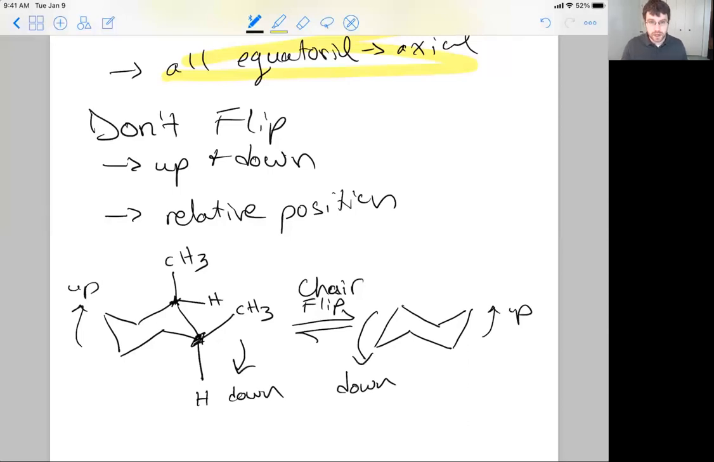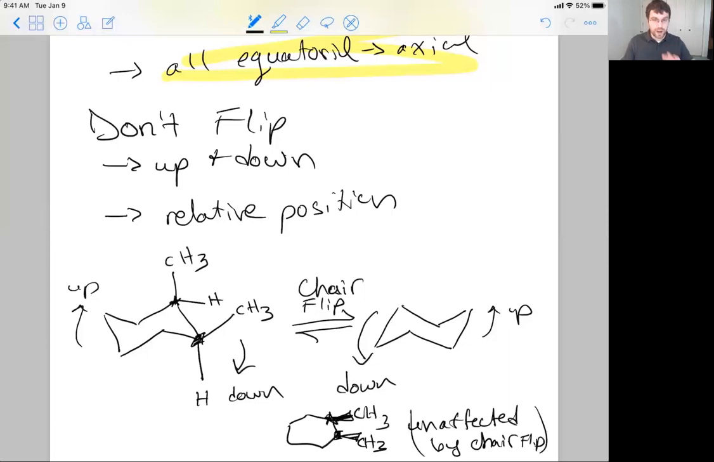So the first thing we have to recognize is that axial and equatorial flip, sure, but let's not worry about that right now. Let's worry about the things that don't change. The relative position doesn't change, and the wedges and dashes don't change. So my point is that if this was our original structure in its flat depiction, that does not change when we do a chair flip. Chair flipping only affects the chair structures. It does not affect the flat structures. So this structure is unaffected by a chair flip.